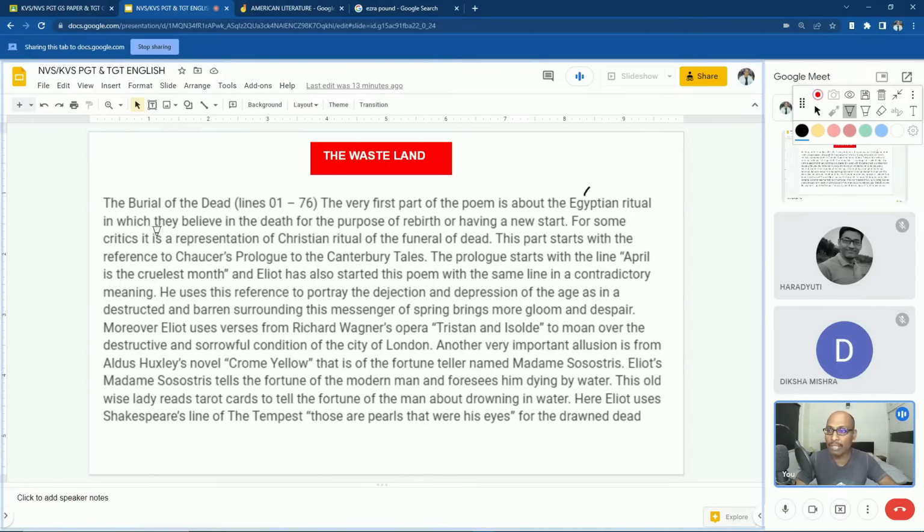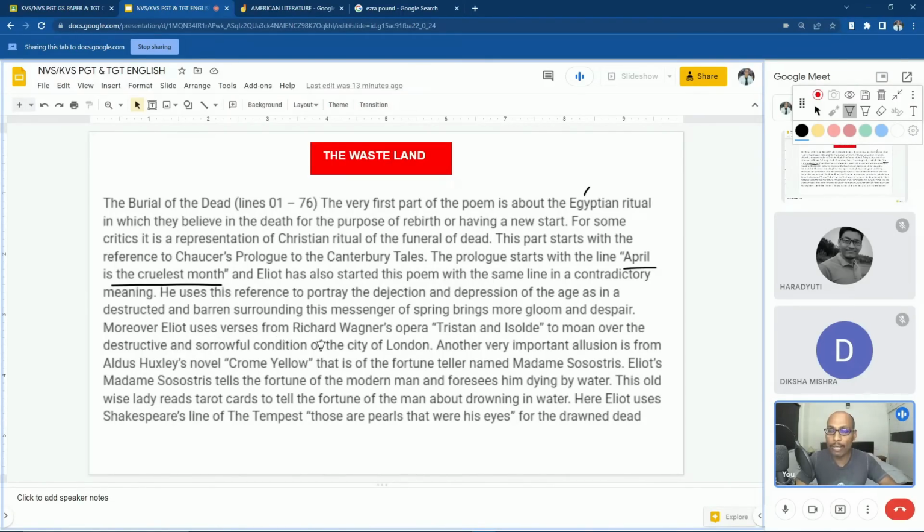This part starts with a reference to Chaucer's prologue to the Canterbury Tales. The prologue starts with the line, April is the cruelest month. So this line is also the beginning line from the prologue to the Canterbury Tales written by Chaucer. And Eliot also started this poem with the same line in a contradictory meaning. He uses this reference to portray the dejection and depression of the age, as in the distracted and barren surroundings, this messenger of spring brings more gloom and despair.